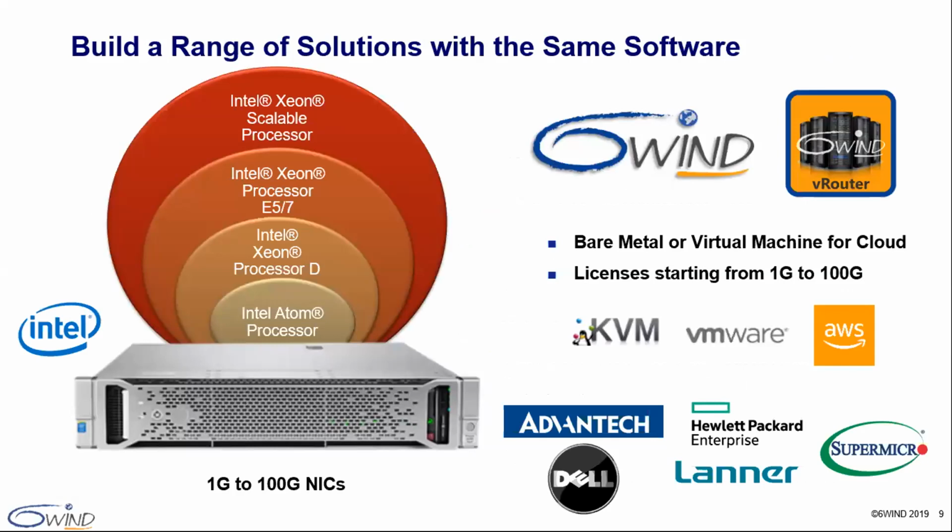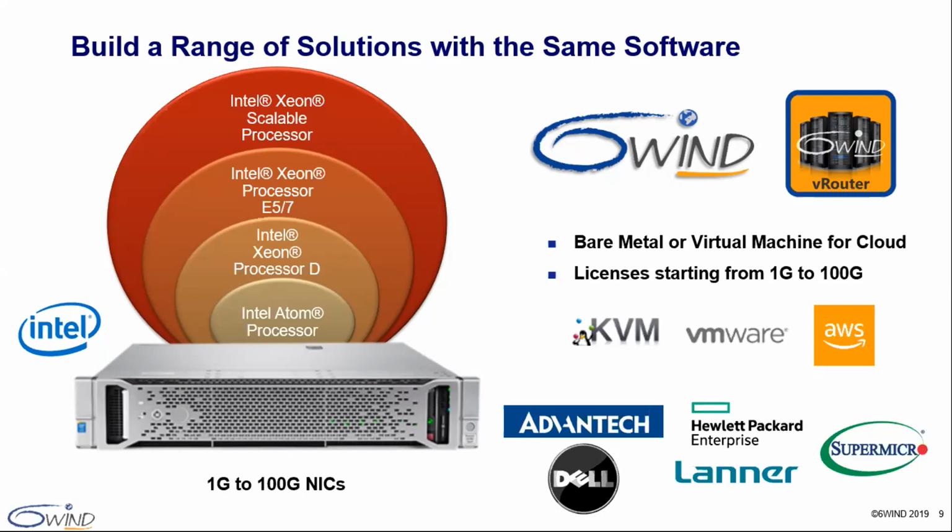6WIND's vRouter allows you to build a range of border router solutions on commercial off-the-shelf servers with the same software. We support a range of powerful Intel CPUs, from the Atom processor all the way up to the latest Xeon scalable processors and 1 to 100 gig NICs. You can run our vRouter on top of Linux KVM, VMware ESXi, and AWS VMs today. VirtIO, VMXNet3, and SRIOV are supported.